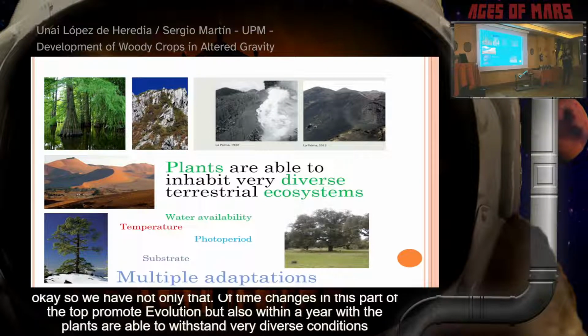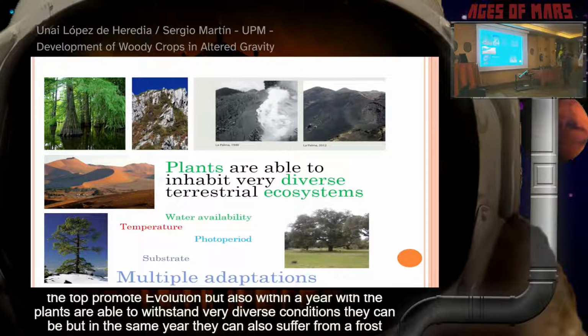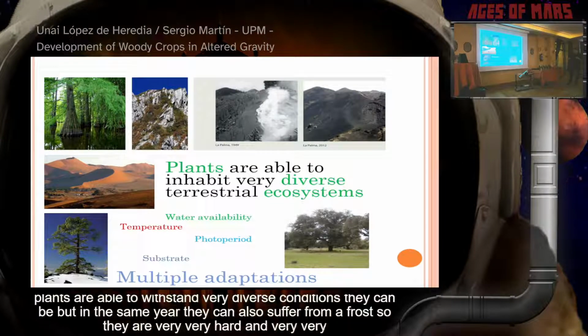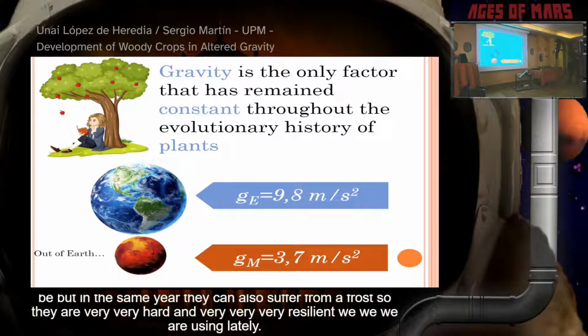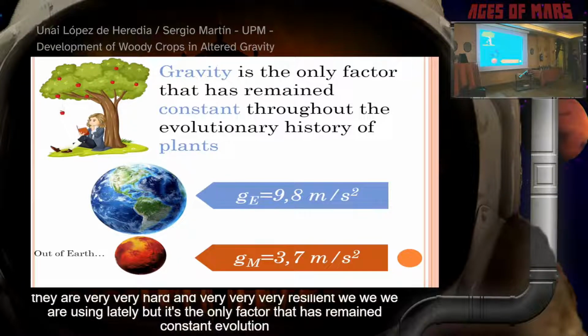They can be under extreme heat, but in the same year they can also suffer from frost. So they are very hard and very resilient, which is another word we are using very much lately. Okay. So in this context, the only factor that has remained constant throughout the evolutionary history of plants is gravity.